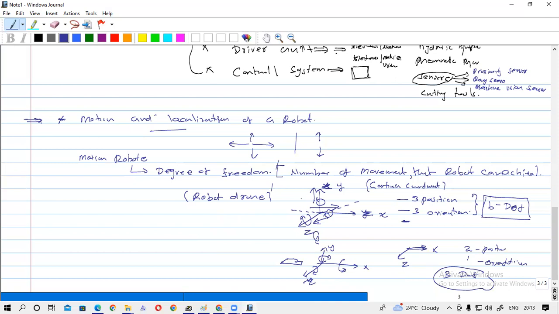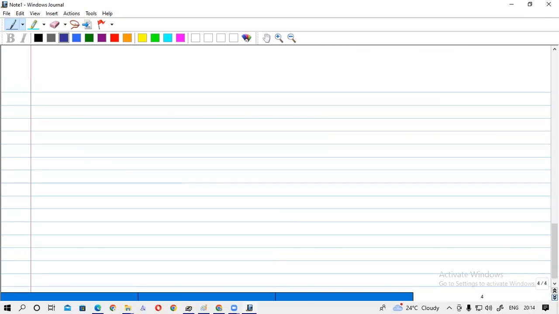Likewise, you can describe the motion of a robot using the degrees of freedom, and for that you have to use a standard reference. Here we are using the XYZ reference. So that is related to the motion.